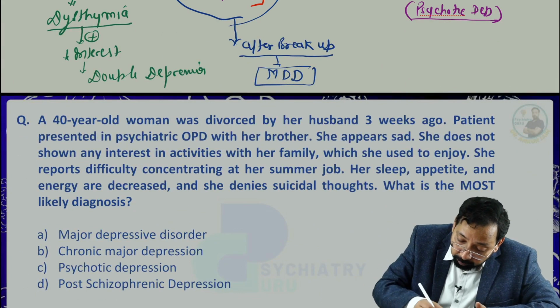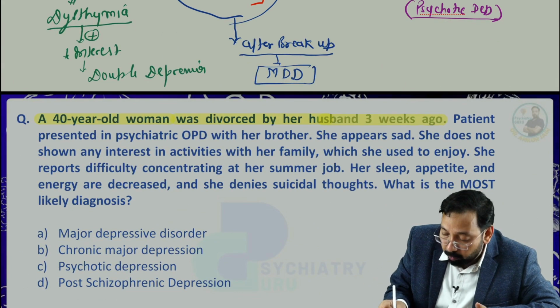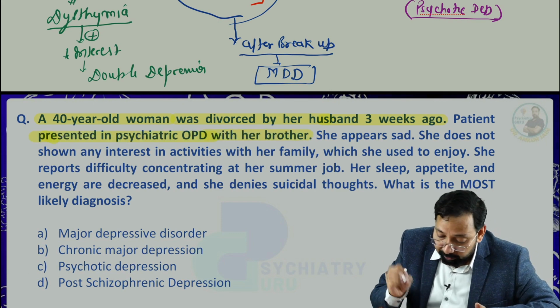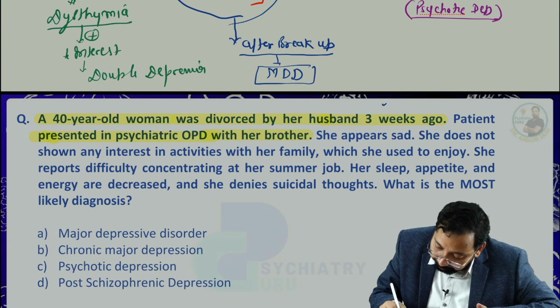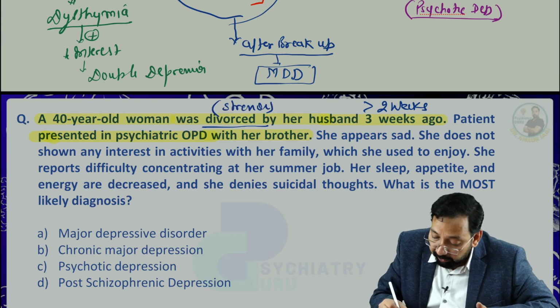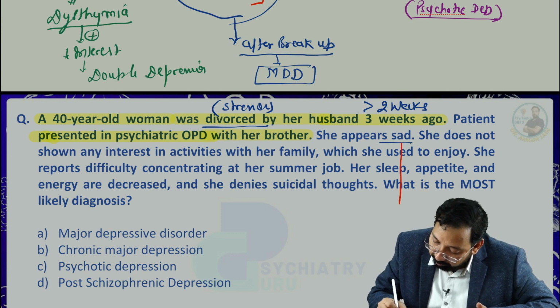Now, I solve one question. A 40-year-old woman was divorced by her husband 3 weeks ago. Patient presented in psychiatry OPD with her brother. Yes, so duration of symptoms more than 2 weeks. Divorce means a stressor is there. Subjective stressor is there. She appears sad. Sadness, first symptom.